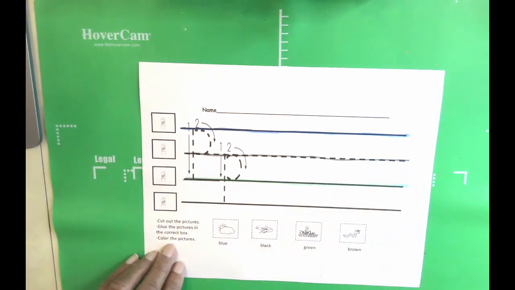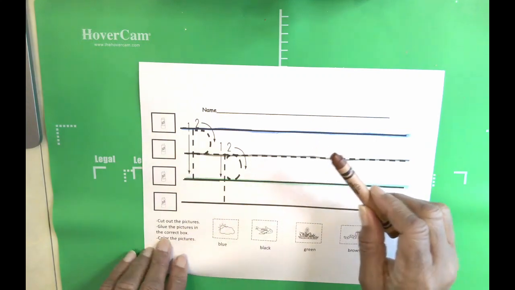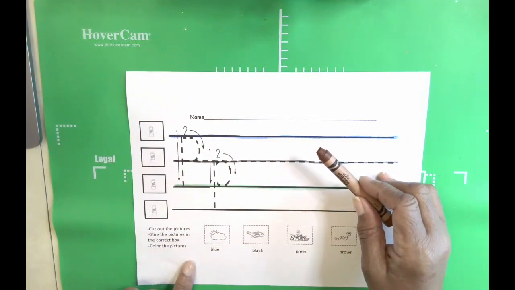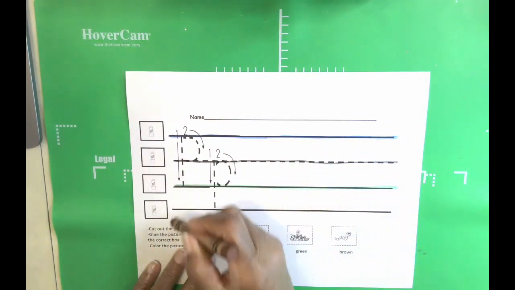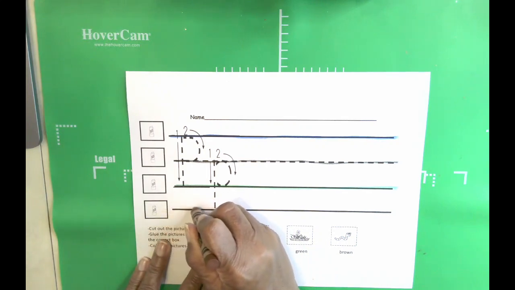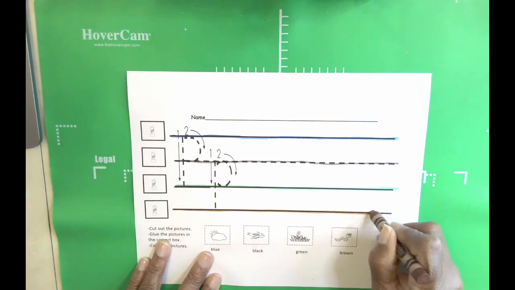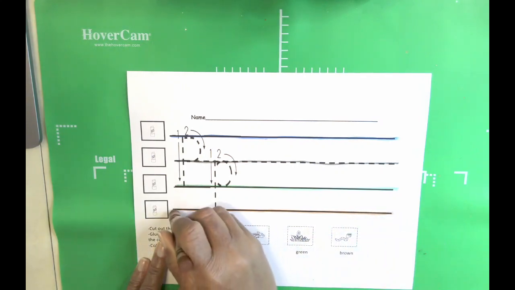The last line, show me brown. There you go. The last line we're going to trace in brown. This is called our worm line. When we hear the word worm line or worm, we think of earth and brown. It's the last one, at the bottom.